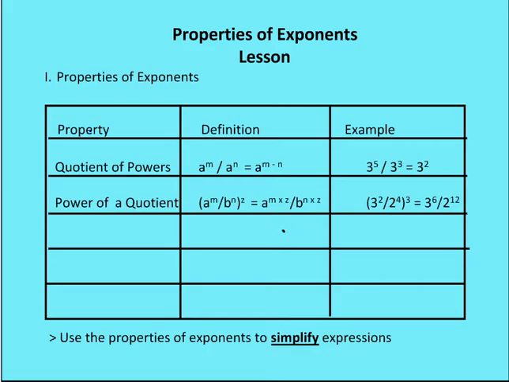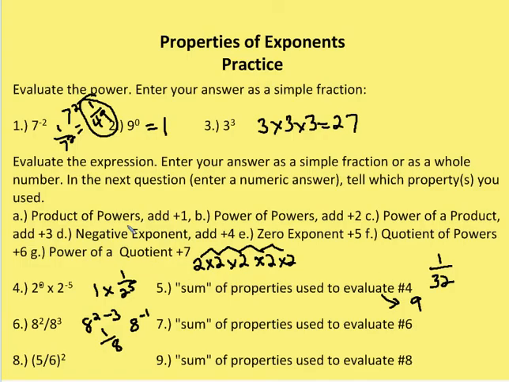Let's take a look at the first one. The first one is a quotient of the powers, right? We have 8 squared divided by 8 to the third is the same as 8 to the 2 minus 3, or 8 to the negative 1. So I have quotient of powers property first, and then I have the negative exponent property second. So quotient of the powers, I'm going to add 6. Negative exponent, I add 4. So my answer for number 7 is going to be 10.